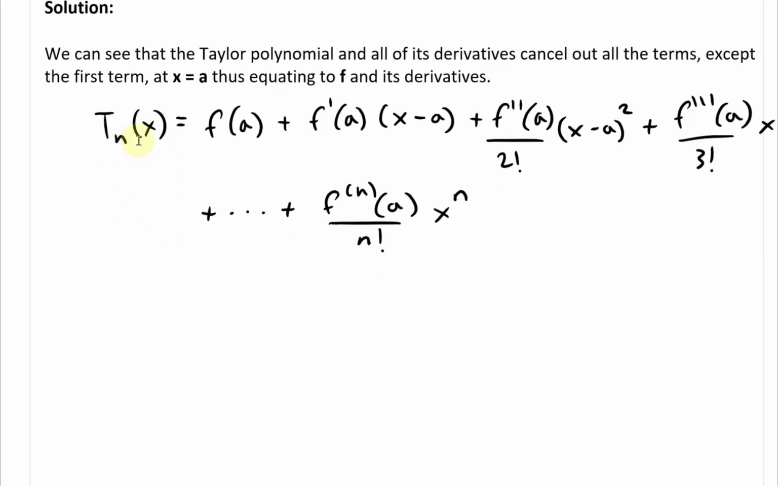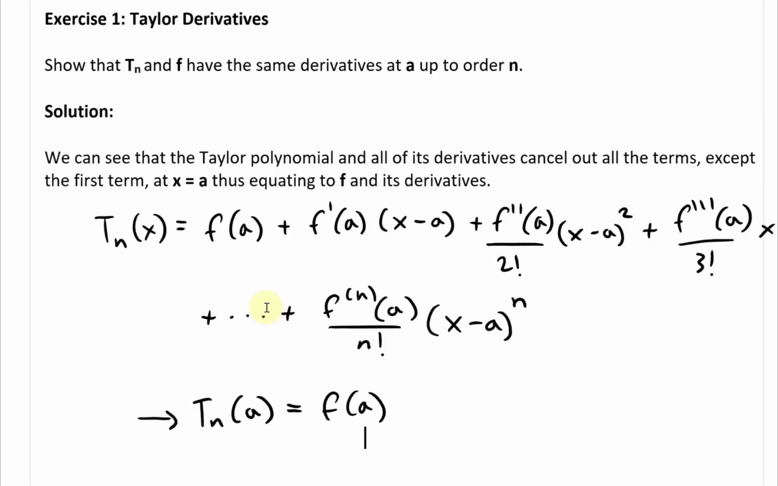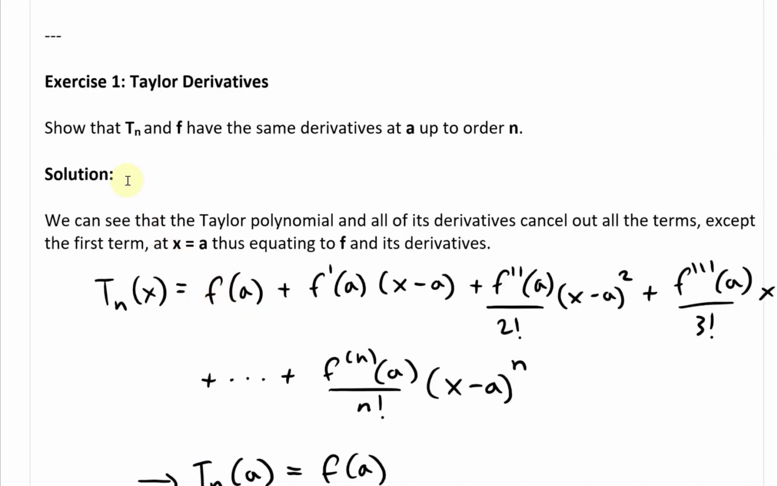Now if we look at this, we're going to show that the first value equals f. So T n at a: when you plug in a, these all cancel. This a minus a is 0, a minus a squared is 0, and this one is x minus a to the power of n. So when you plug in a inside, this vanishes. What we get is all of this goes to 0, so it's f of a. This equals its 0th derivative, so it can be considered as its 0th derivative.